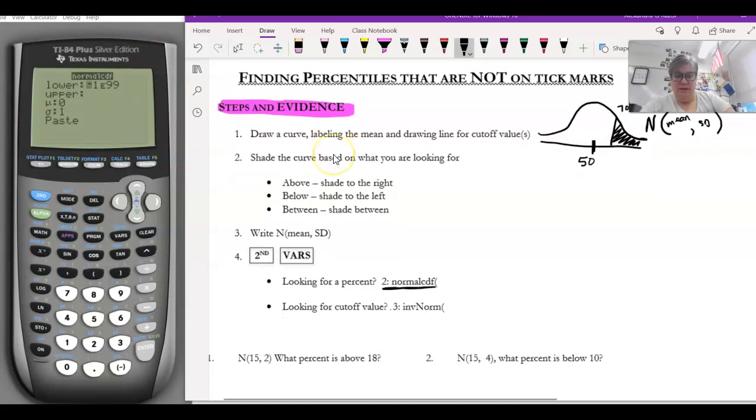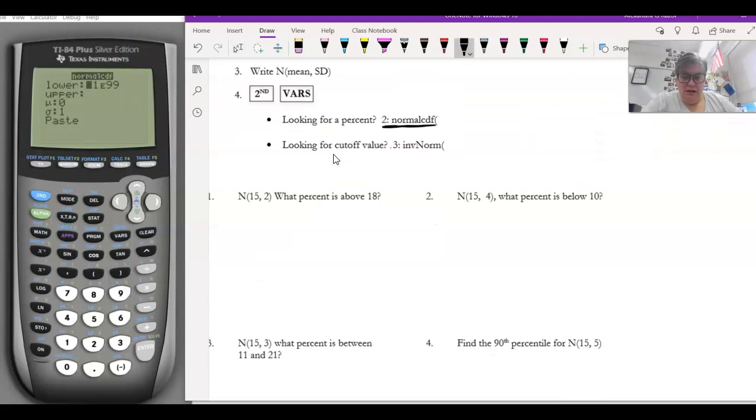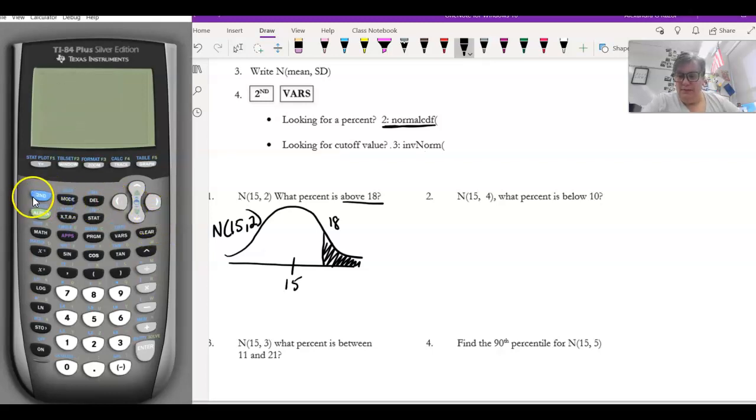Okay, so let's do a couple examples. So, we're going to draw our picture. We're going to put our mean here at 15, and it says numbers above 18. So 18 would be around here, and I shade above. And again, even though the problem says this, I'd like you to get in the habit of writing this, because a lot of times people forget it and then they lose a point.